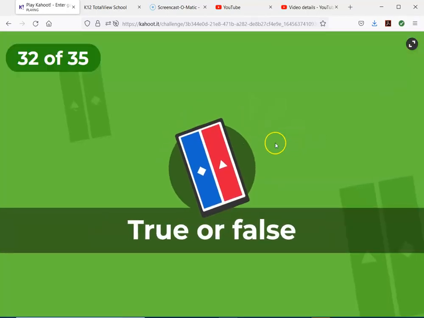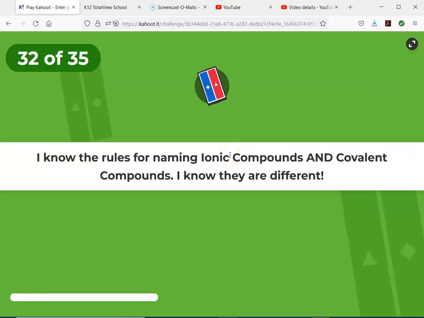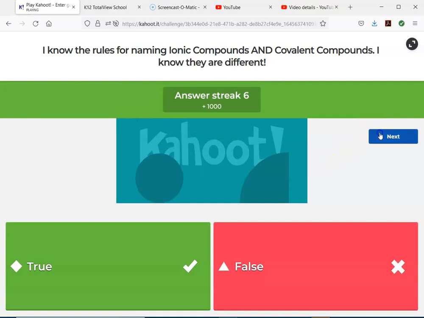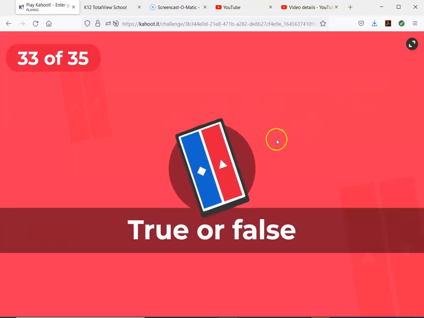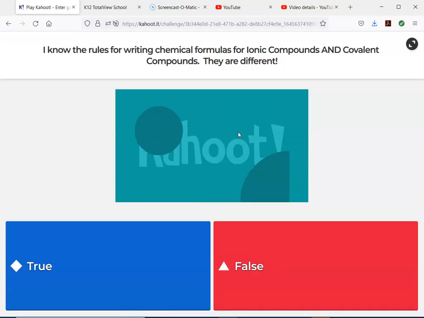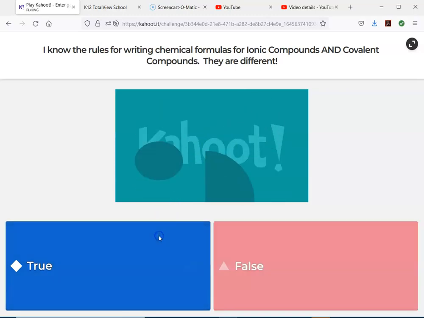All right. Number 32. I know the rules for naming ionic compounds and covalent compounds, and I know how they are different. I know. Do you know? If you do not, go review the rules. Number 33, I know the rules for writing chemical formulas for ionic compounds and covalent compounds and how they are different. I know the rules, but do you know the rules? If you do not, go review the rules.